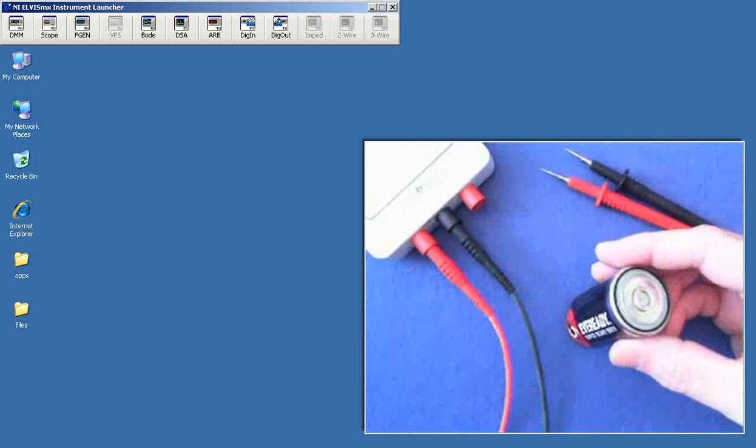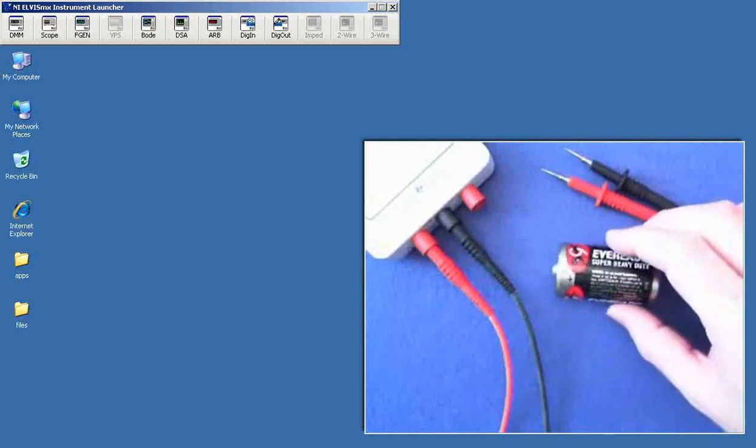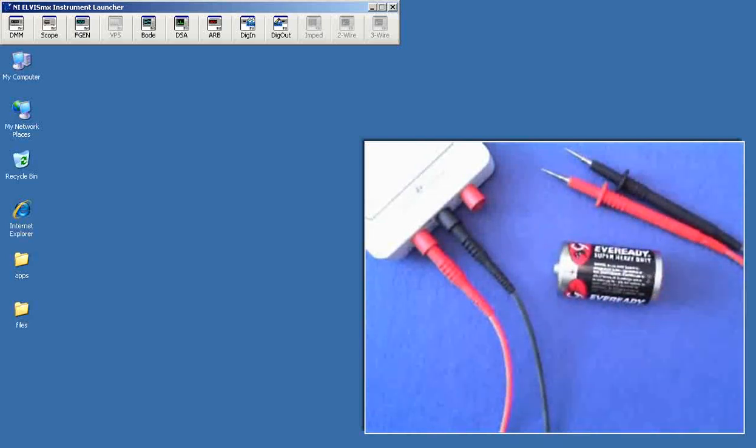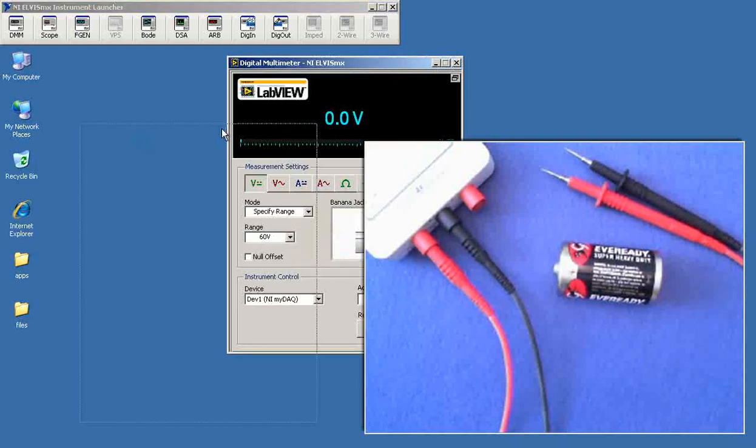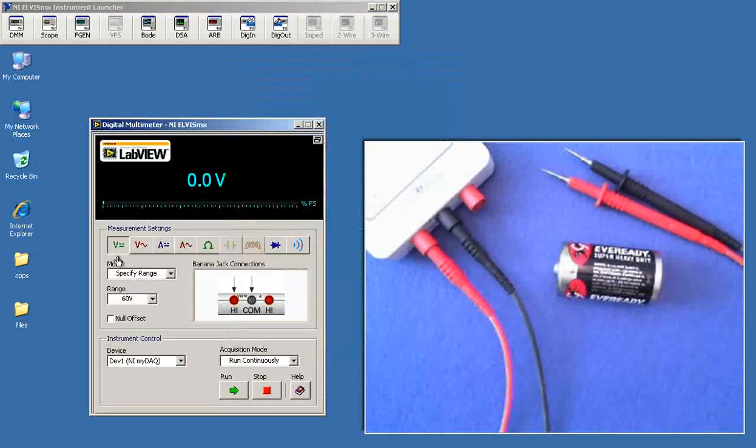The side with the bump is positive, the flat side is negative, and you'll also see marks to indicate the positive and negative terminals. I'll begin by starting Elvis MX DMM. And it defaults to the DC volt setting. I'm going to choose the range appropriate to a 1.5 volt battery, so that's the 2 volt range.